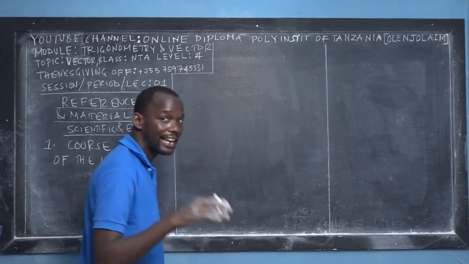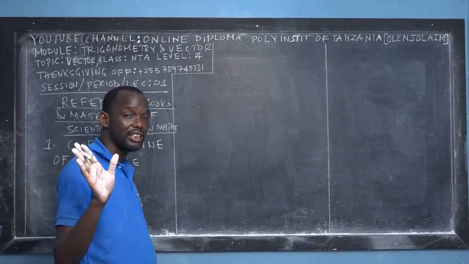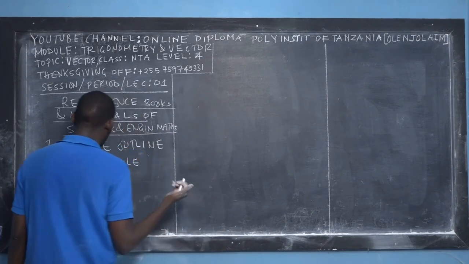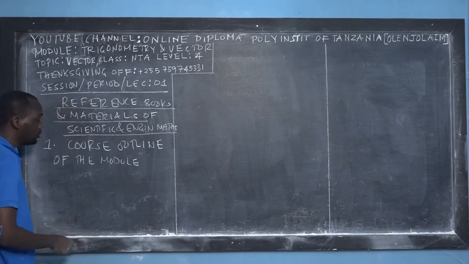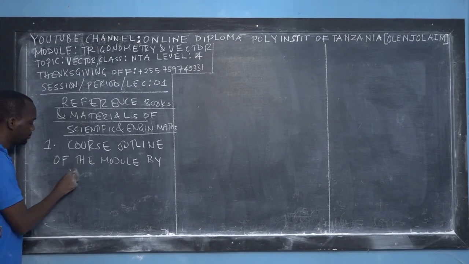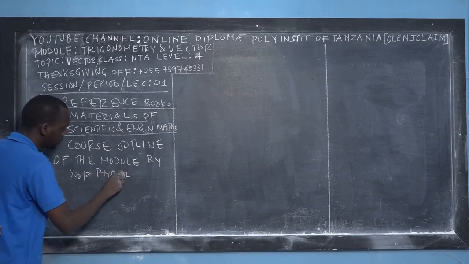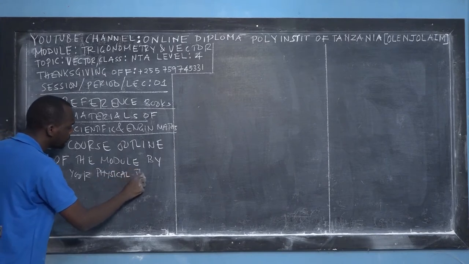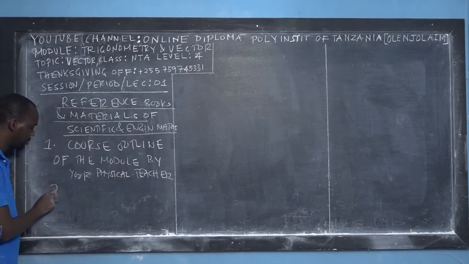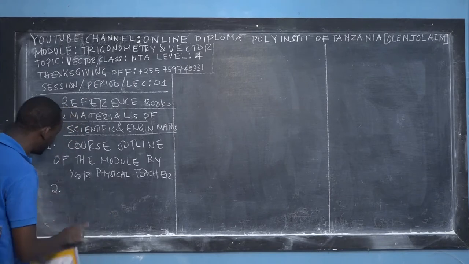So that's very important. I checked and I don't have a copy of it, because it's the property of the institution. But I know the content. Course outlines of the module are offered by your institutions or by your teacher, the physical teacher. In some institutions, they call this enabling outcomes. That's the first reference. The second reference book that you need is basic mathematics.